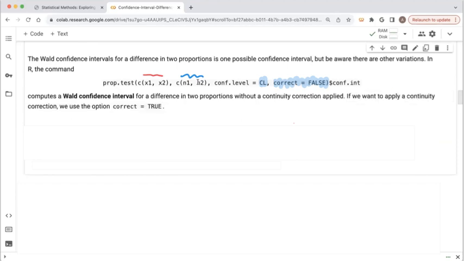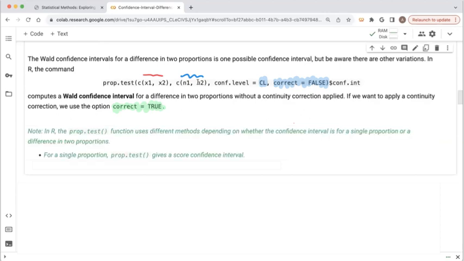And we've seen how these continuity corrections work in the past when we were using a normal distribution to approximate a binomial distribution. So it works the same here. And the one thing I want to clarify is that when we used prop.test for constructing a confidence interval for a single proportion, the output by default is a score confidence interval.